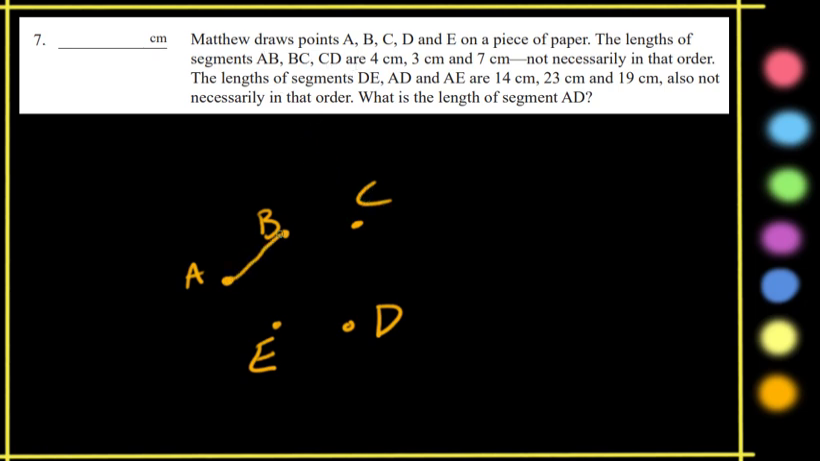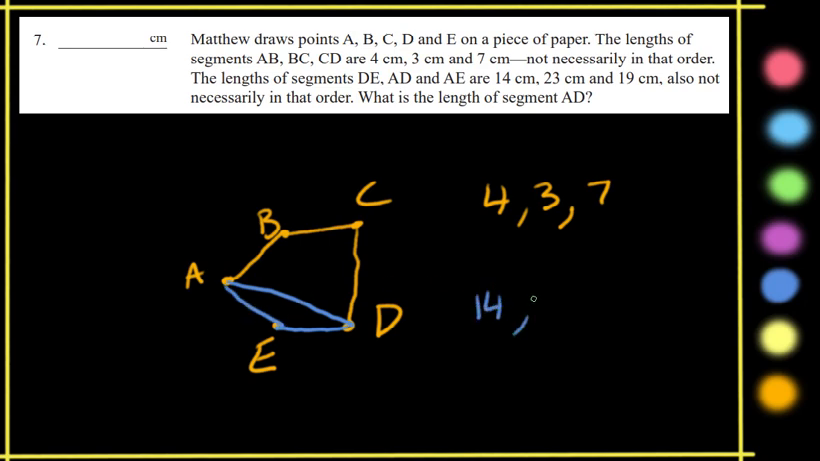So that's this length, and this length. Those lengths are 4, 3, and 7, not necessarily in that order. Okay, so we don't know which one's which, but we just know that those are the 3 lengths. And then it gives us the lengths of segments DE, AD, and AE, these 3 lengths. Those 3 lengths are 14, 23, and 19. And then it asks us, what is the length of segment AD?